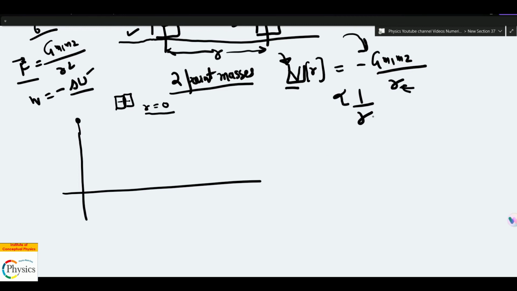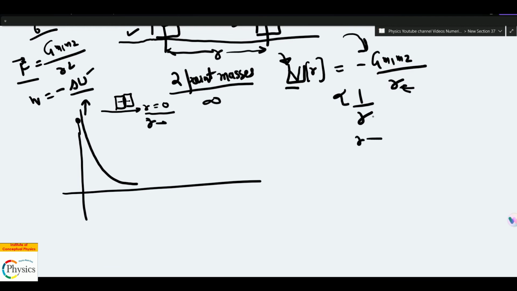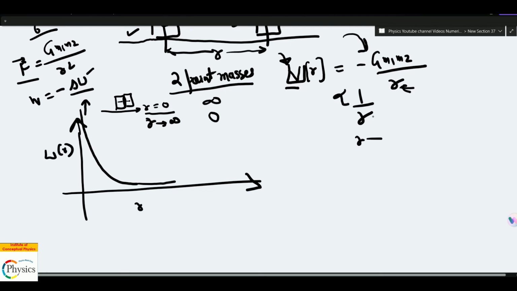So this is a state where they collide and touch each other, and the potential energy between them becomes infinity. Then when they start moving away from each other, the potential energy starts decreasing. To me, the graph is something like this. It tends to infinity near zero distance, and when r tends to infinity, the potential energy tends to zero. This is what I can make out from this graph. So this is your potential energy and this is your distance.